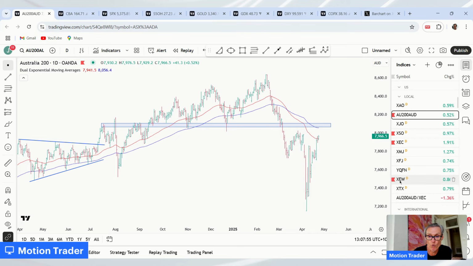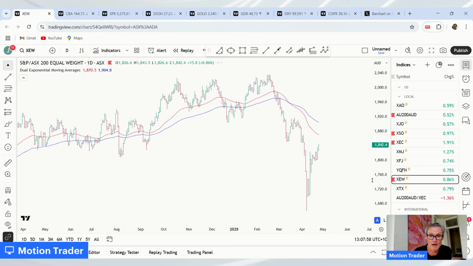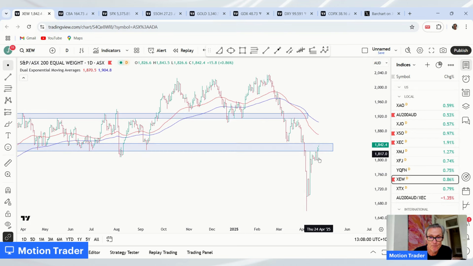When you look at it on an equal weight, and CBA is just one stock out of 200, the rally from Tuesday is not quite as impressive. It's still a rally, but you can just see how much influence CBA had when you look at it on an equal weighted basis. The market hasn't been as strong, although it is still encouraging that it's been holding on to the gains off the lows. So that same encouraging piece of price action is still intact.